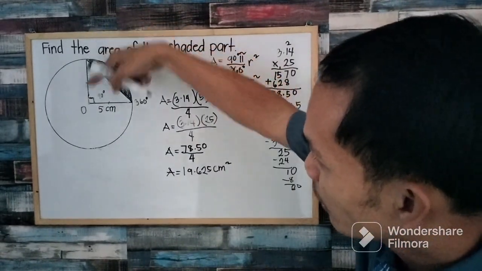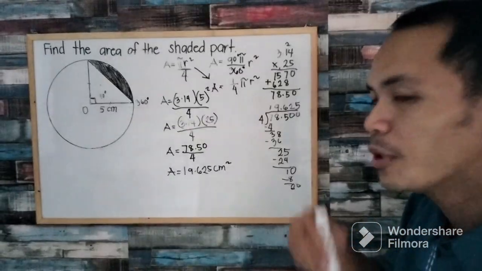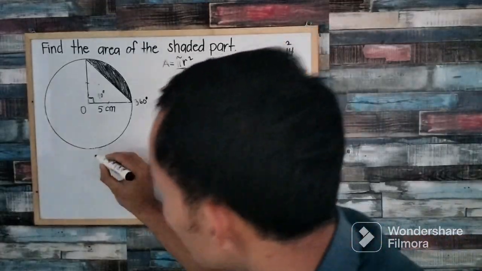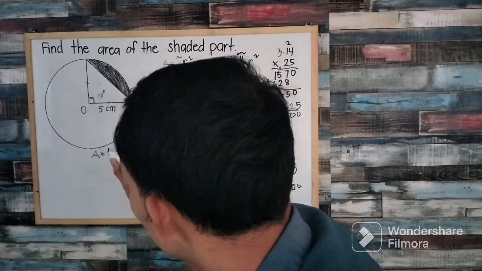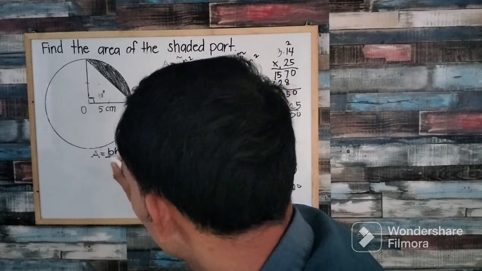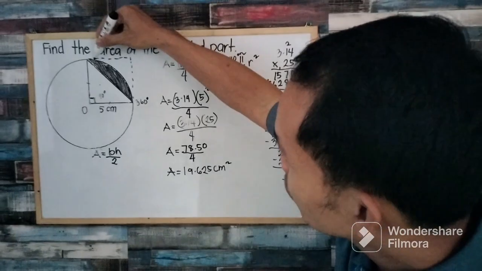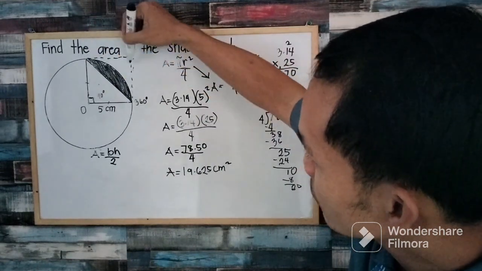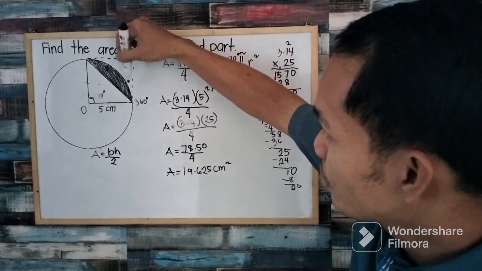To find this area, kailangan din natin hanapin yung area ng triangle. Okay? Ano ba yung formula in finding the area of a triangle? This is the formula. A is equal to base times the height divided by 2. Bakit divided by 2? Remember that a triangle is a half of a quadrilateral. If you are going to make an imaginary line there, like this, it forms a square, right? And a triangle is 1/2 of this square.